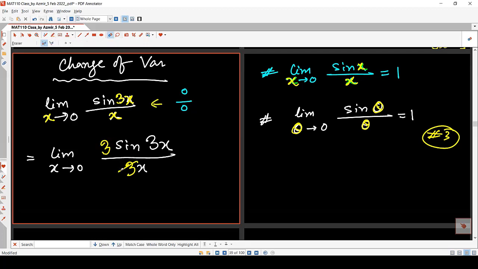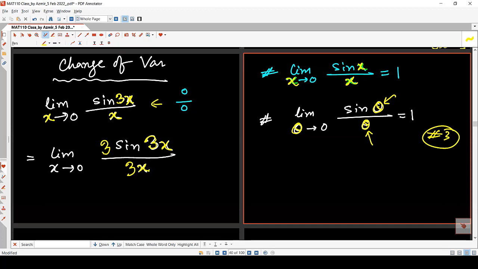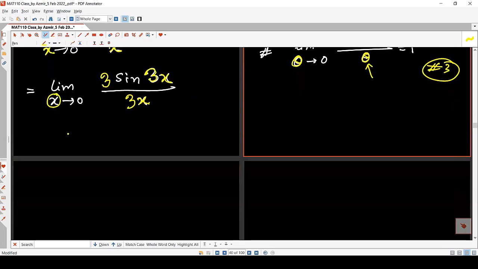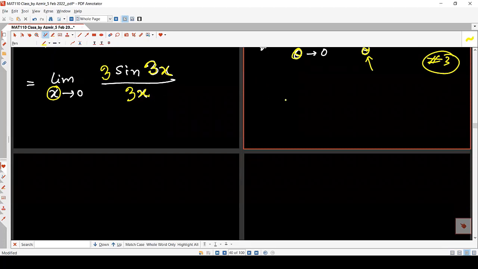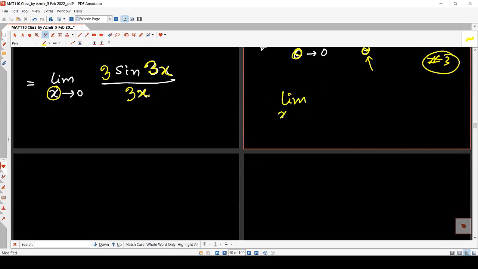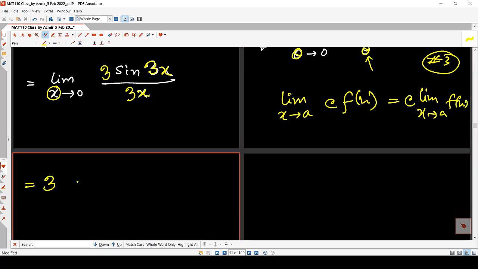This is how we can adjust this 3x and here 3x. So this one and this one are the same now, but we have to focus also on this. We know that there is a property or law, limit x tends to a of c times f of x will be c times limit x tends to a of f of x. That means the constant can be pulled out. So what we can do, 3 can be pulled out before.